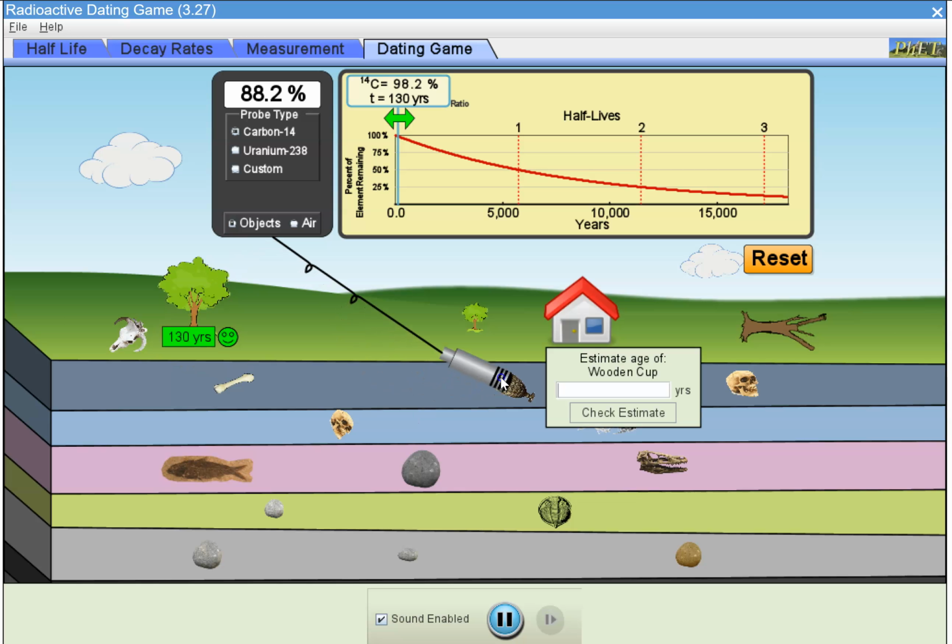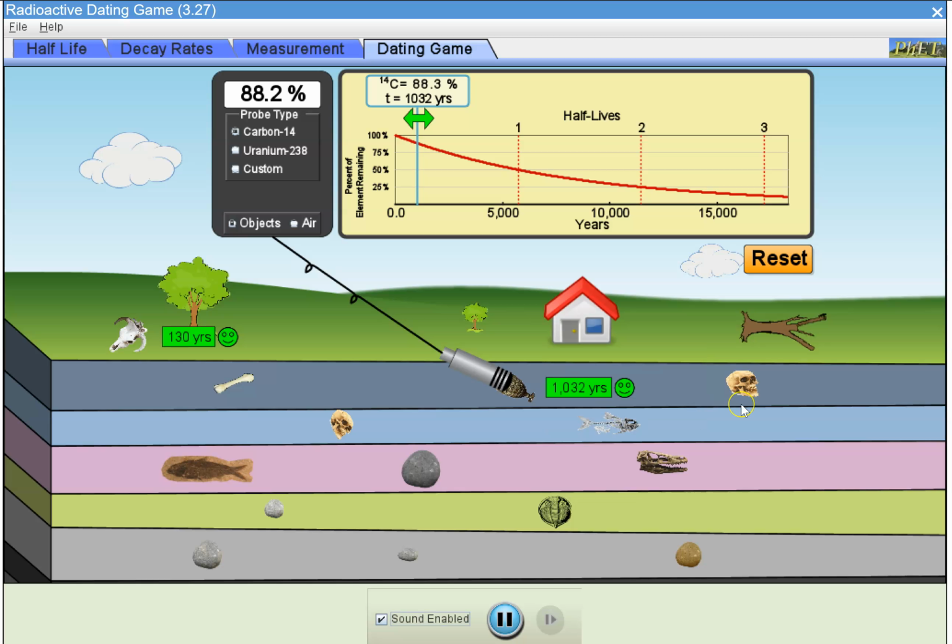How about this cup, a wooden cup? And so again, I'll scroll this, and I'm looking for the point on this exponential curve where the y-axis number matches my percentage that I got. Okay, that's pretty close, 88.3. And then if I look down, my time is about 1,032 years. I'll plug that in as my estimate and check it. Okay.